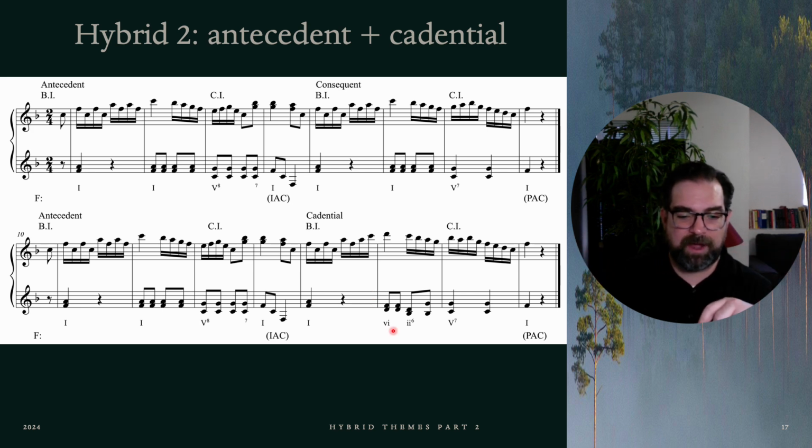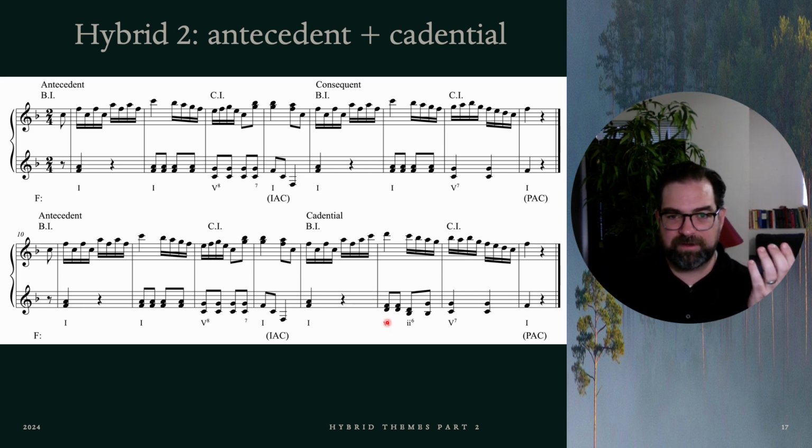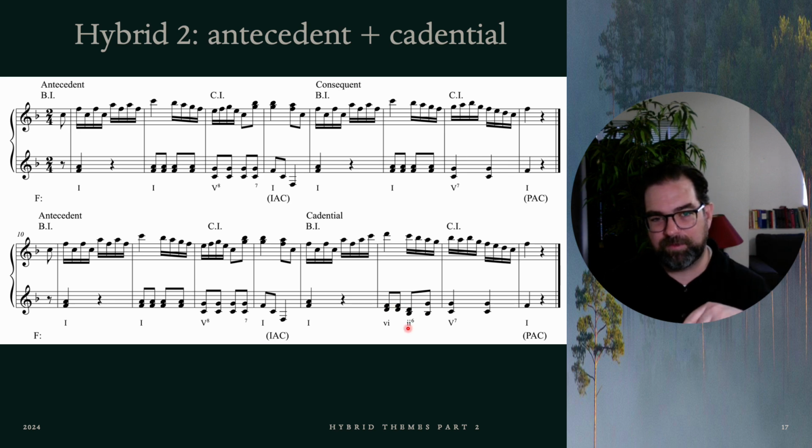So I included the 6 chord, which is a tonic substitute. It often comes before the 2 chord, then it goes to 5 and 1. So effectively we have a tonic prolongation here, predominant, dominant, tonic. So hybrid 2, remember that.